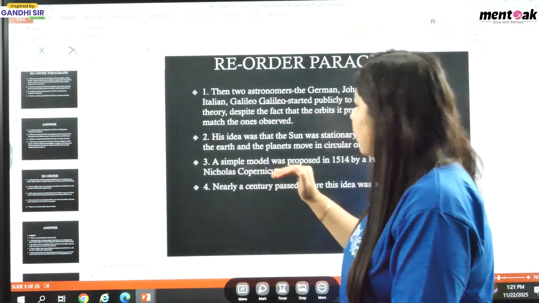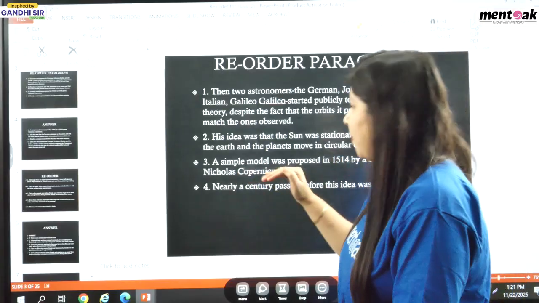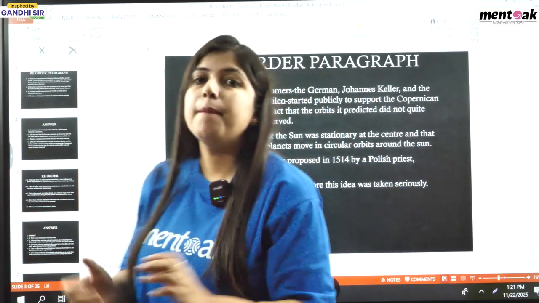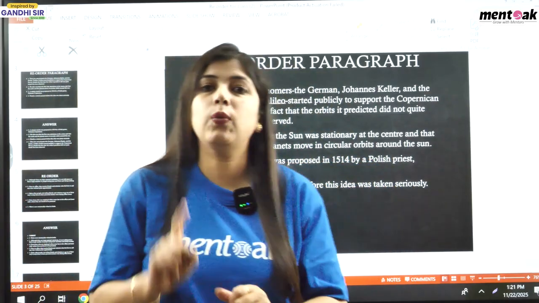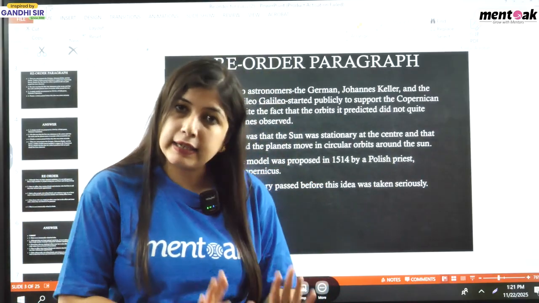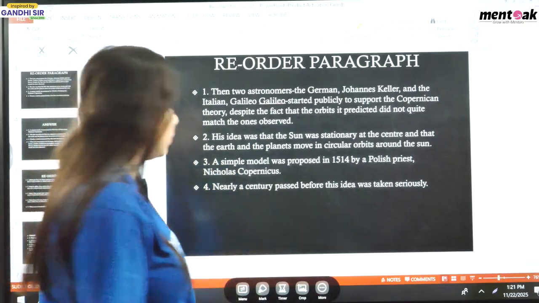A simple model was proposed in 1514 by Polish priest Nicholas Copernicus. So you can see, a simple model. Basically, this line is giving us a small sense of the introduction. So we can consider it as our introductory line. Still, we have one line left. We have to take care of that one also.